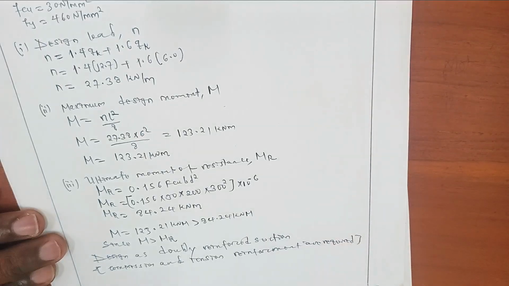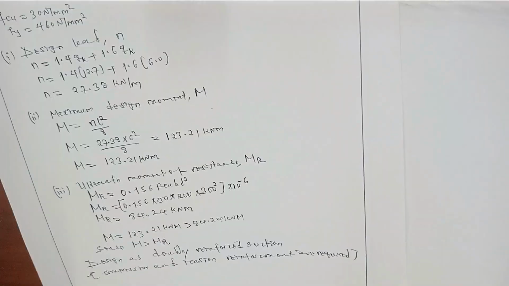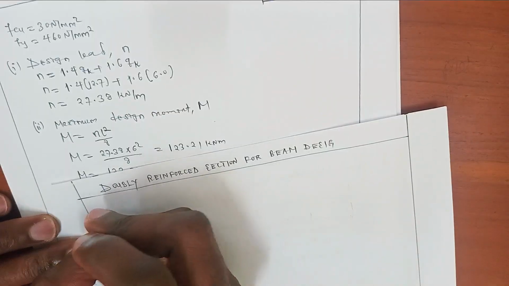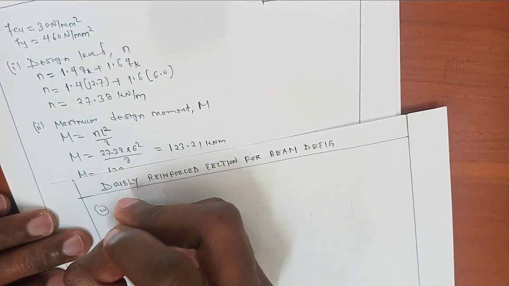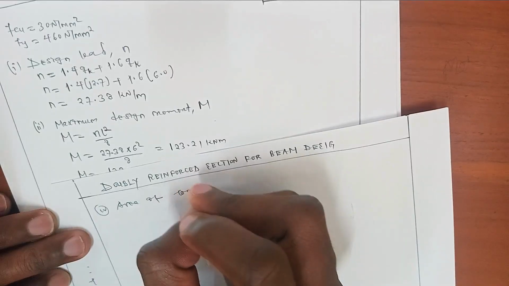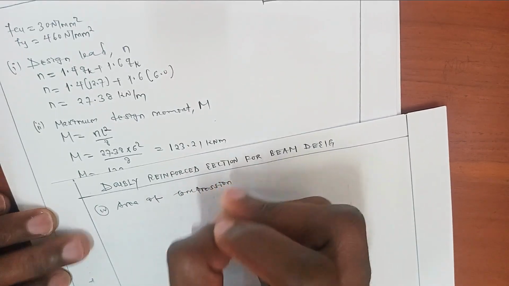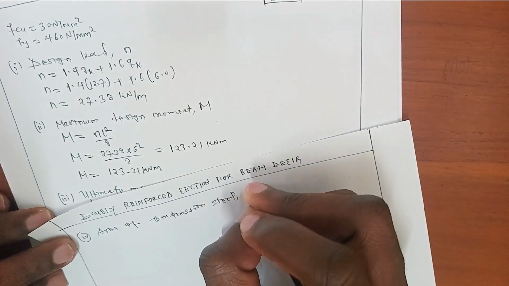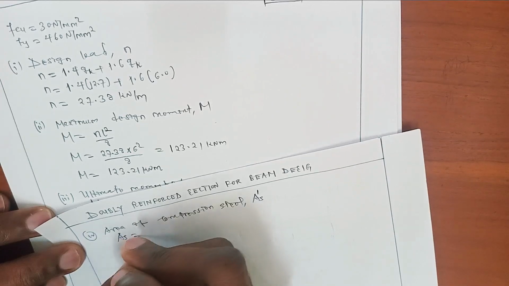Are required. Now, the next step is to find the area. Since both compression and tension reinforcement are required, it will be required to determine the area of compression steel and the area of tension steel. Now, first of all, let's find the area of compression steel. The next step is to find area of compression steel. Area of compression steel, A dash, which is given by this formula.